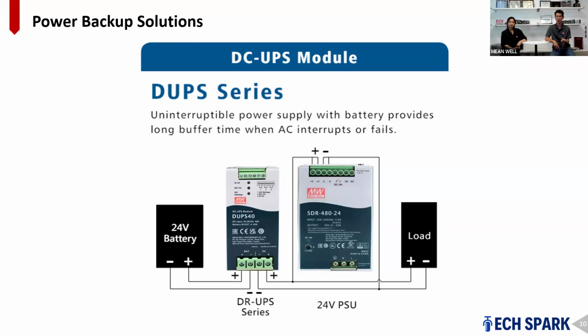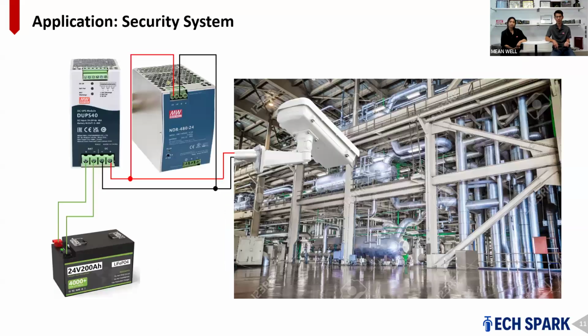So then the DUPS series features a 2 amps charging current and is suitable for lead acid batteries and for 24 volt systems. And then it outputs up to 40 amps to the application. Then let me show you guys an example of the application.